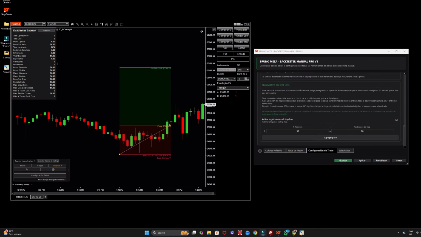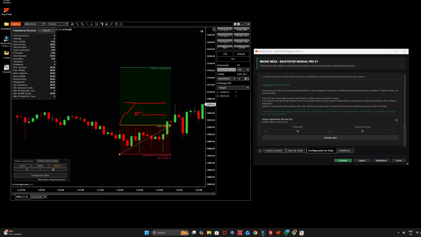It works like this. Imagine the distance between your entry point and your target as a complete journey, from 0 to 100%. When the price advances and reaches the percentage you defined in a step, then the tool will adjust the stop-loss and move it to the placement you configured for that same step.